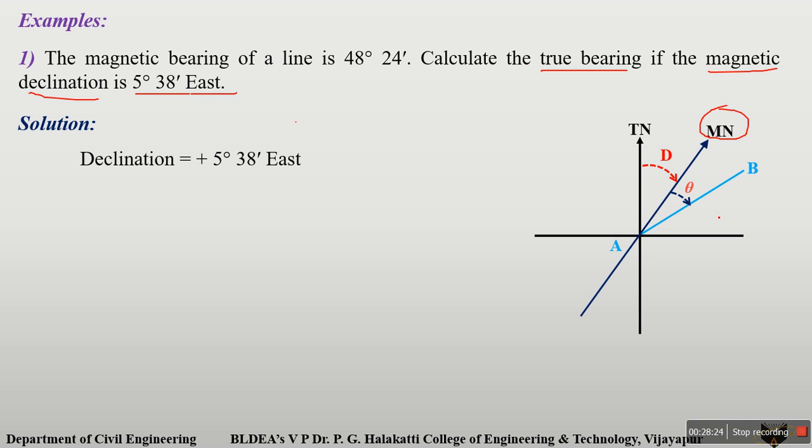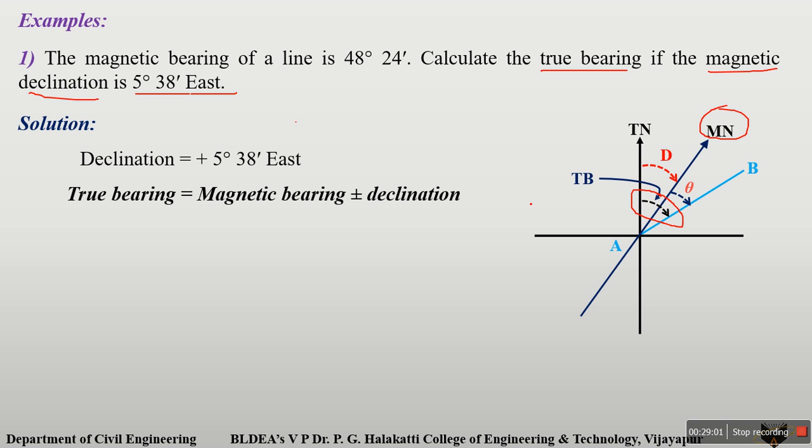True bearing means the bearing measured from the true north with respect to the line, like this. This one is our true north, and it is measured from the true north to the line AB. So we have to calculate this by observing this diagram. You have to add theta plus the declination value, or you can use the formula, that is true bearing is equal to magnetic bearing plus or minus declination.